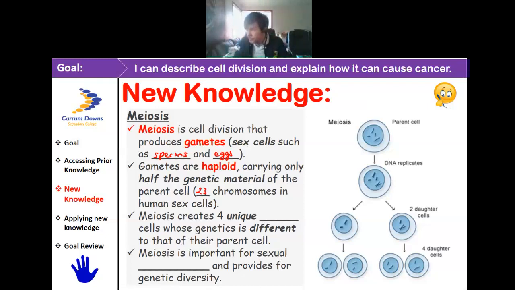So meiosis would create four unique something cells. If we again have a look at the diagram on the right, we can see that it's going to be four unique daughter cells.